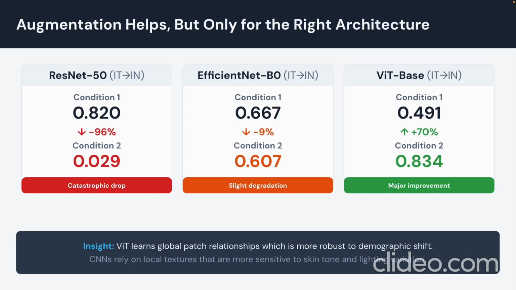The augmentation results are fascinating. For ResNet 50, adding color jitter catastrophically hurts the performance, dropping it from 0.82 to 0.03. For ViT, it helped massively, jumping from 0.49 to 0.834. Why? Because ViT learns global patch relationships across the whole image, making it more robust to surface level demographic shift. And CNNs rely on local textures like skin tone and lighting variation that throws them off completely.